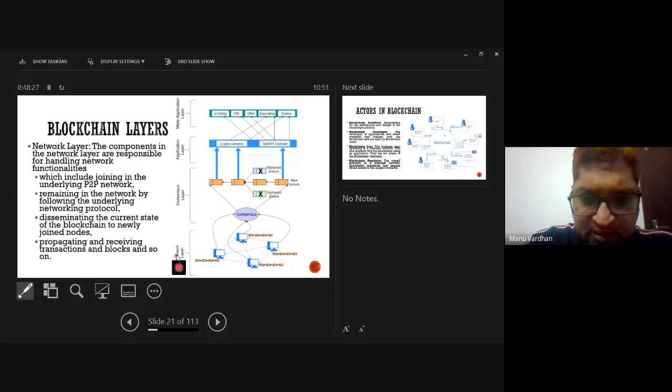And then we have the network layer. Here we are maintaining a decentralized peer-to-peer system, and this system is responsible for maintaining the consistency of the blockchain and providing the updated blockchain to the miner in the block. So these are the blockchain layers that are involved in blockchain.